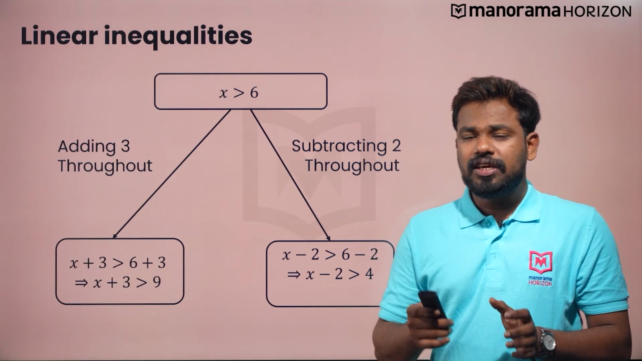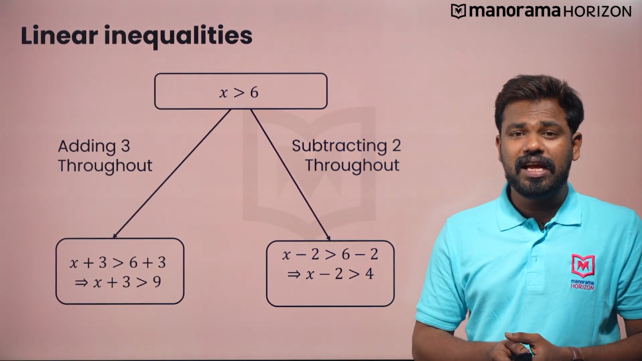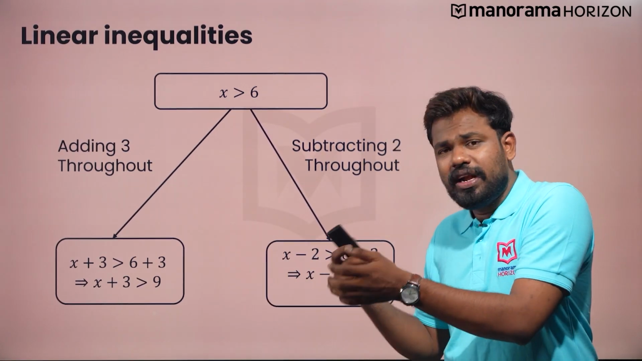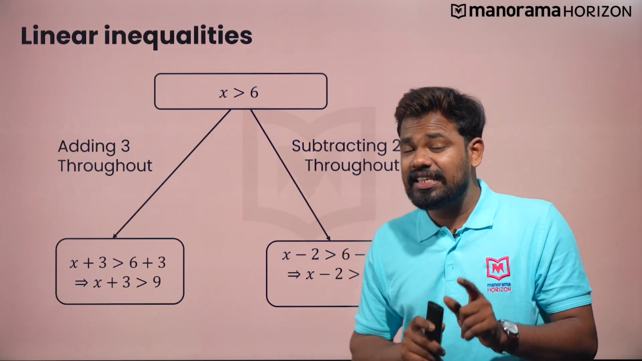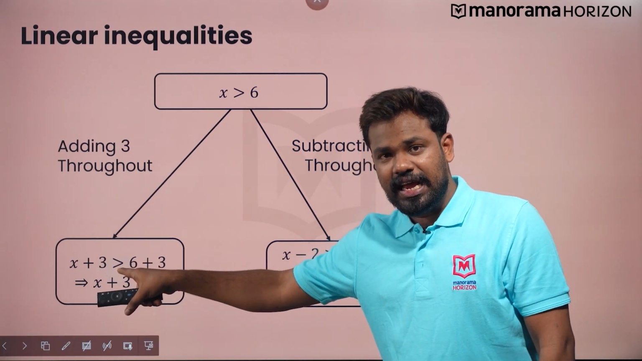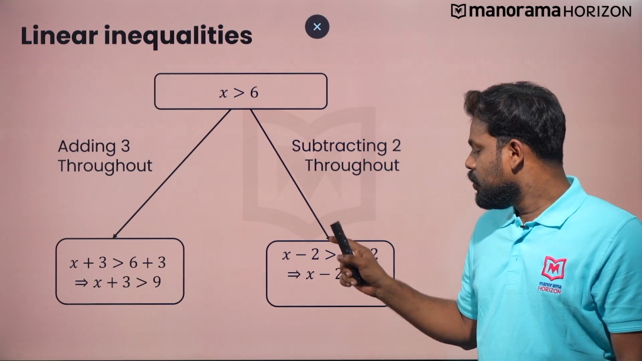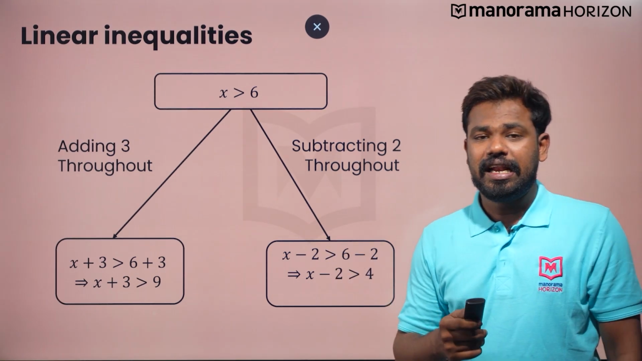So these are the first two rules that we will be following in solving inequalities. That is, if I add or subtract a positive number or a negative number on both sides of the inequality, the sign does not change. So remember, if here it is greater than, if I subtract or add also, it will be greater than. So here again greater than, and when I subtract it also, again that is greater than.